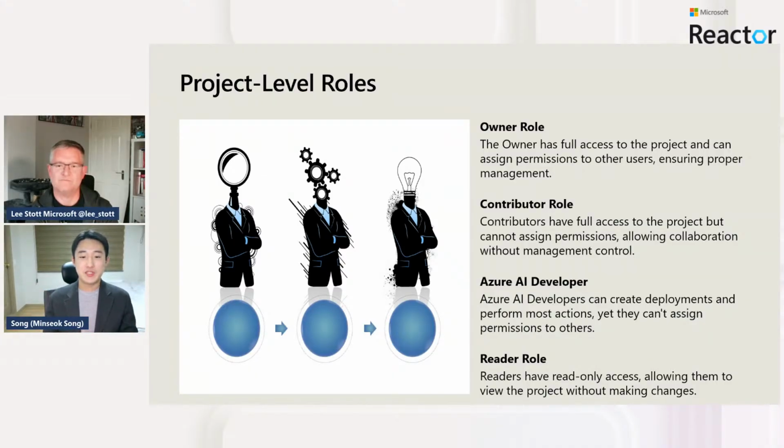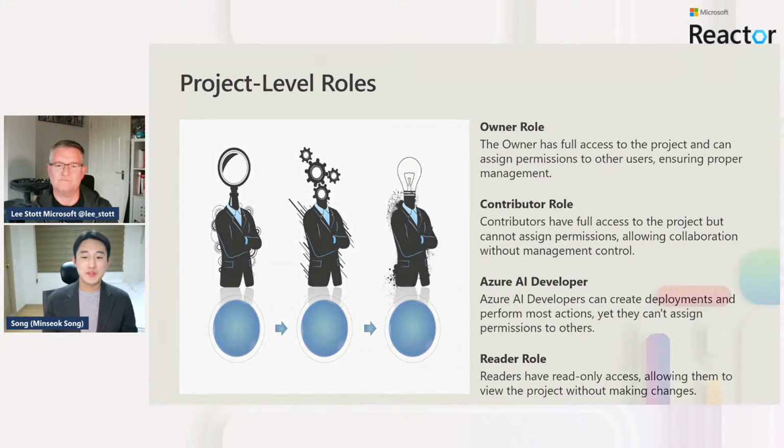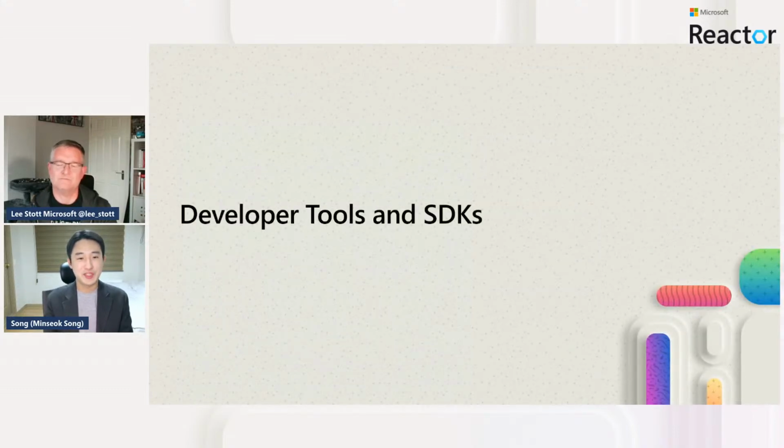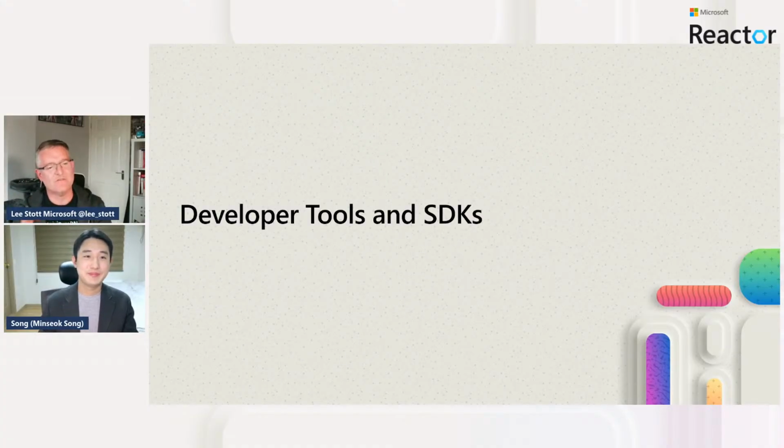Now that we've covered how access works, I hand it over to Lee to show us the developer tooling side of things. Cool, thanks, Song. So yeah, let's talk about the developer tools and SDKs. If you're a developer, you're going to be building things with Visual Studio Code and what we call the Azure AI Foundry SDK. The most important thing about the Azure AI Foundry SDK is that it is what we call a universal SDK. So again, it's not dependent on the model that you utilize. If you look at some of the models, they have specific SDKs and APIs.